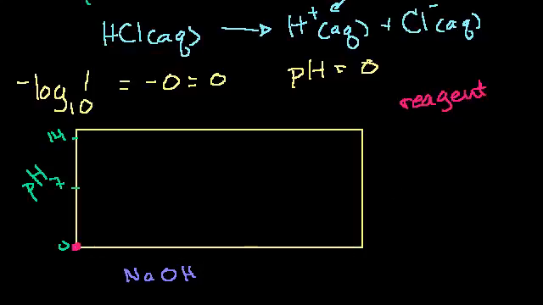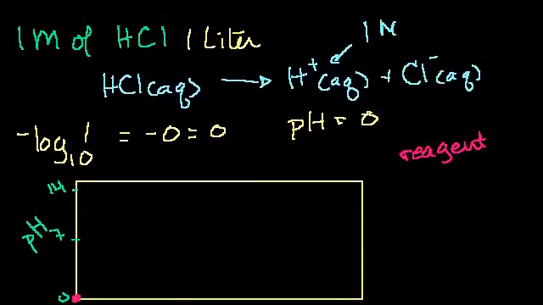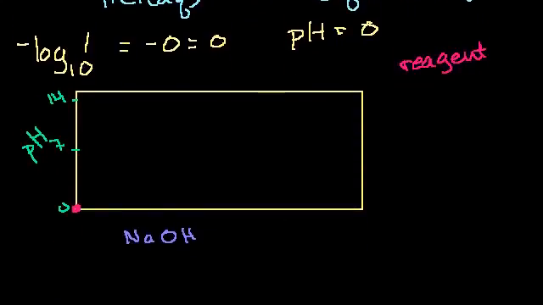And let's say I have a solution that I have prepared ahead of time. Let's say it's a 1 molar solution. But I'm not going to add all of it at the same time. I'm going to add it in increments. So this would be 500 milliliters. This is 1 liter. This is 1.5 liters. This is 2 liters. And so on this axis, I'm going to slowly add more and more of this hydroxide.